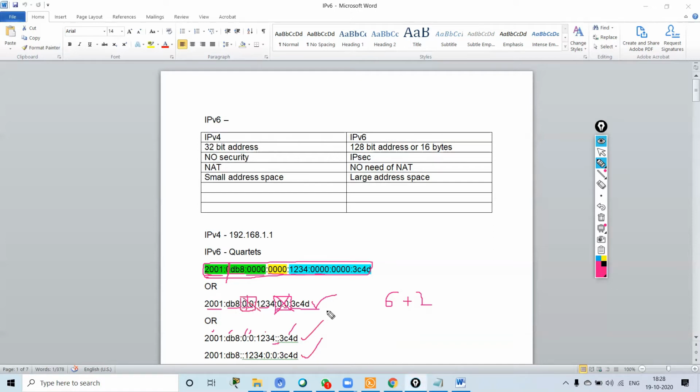But you cannot remove both 0 quartets if they are not continuous. If they are not continuous, you cannot write it in this way: removing both the zeros over here also and just giving double colons. You cannot write it in this way.